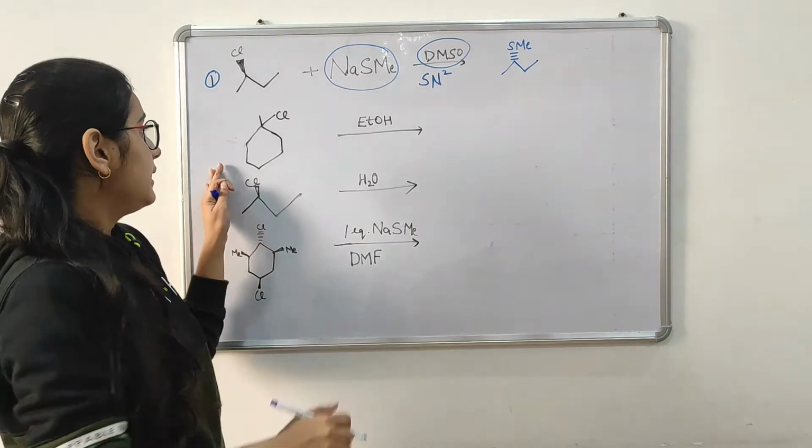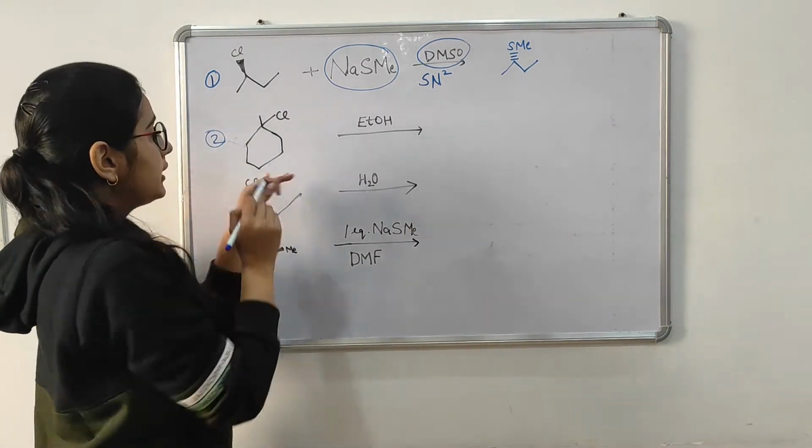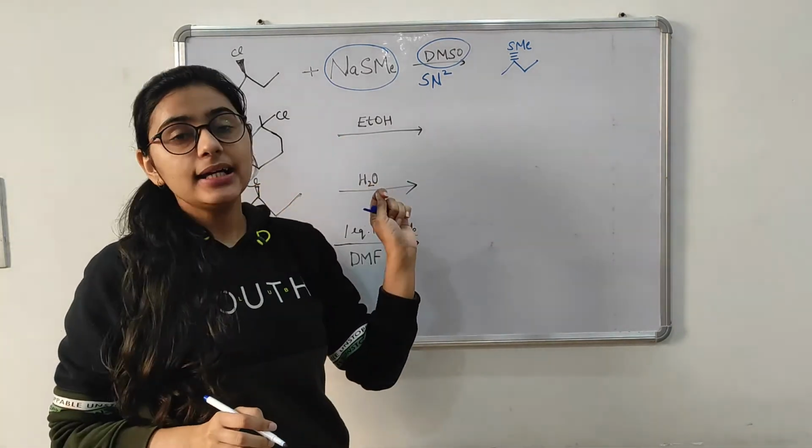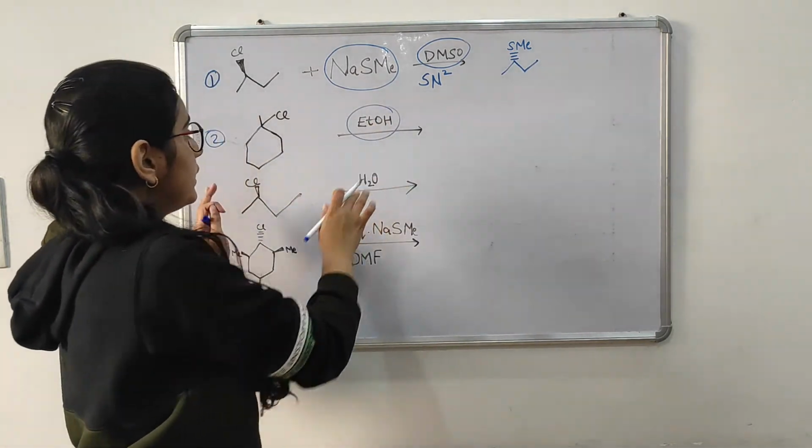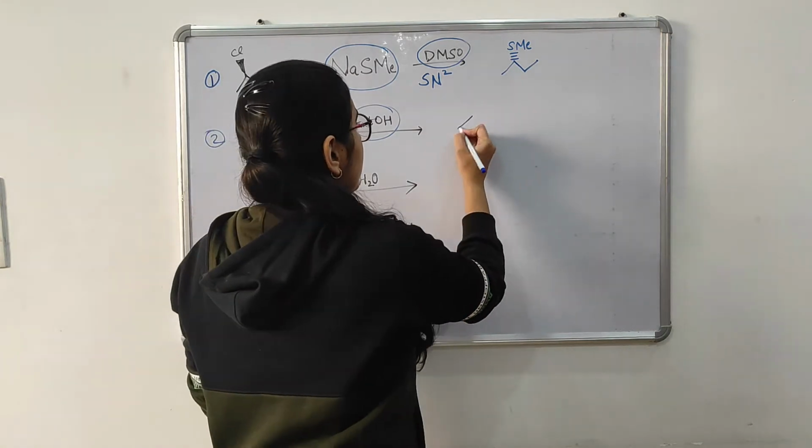Then we have our second example in which we do not have any nucleophile and our solvent is polar protic EtOH. So here the reaction will be SN1.